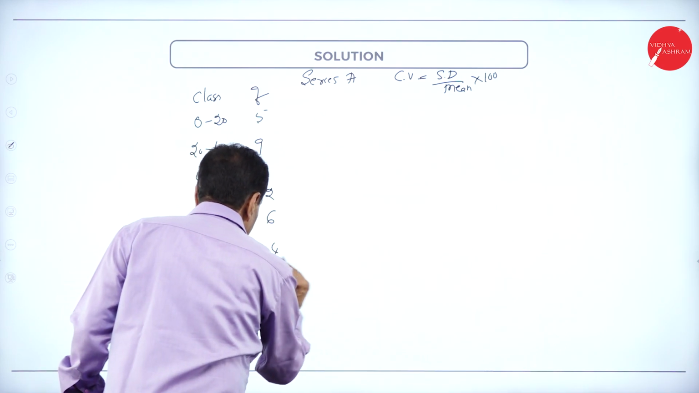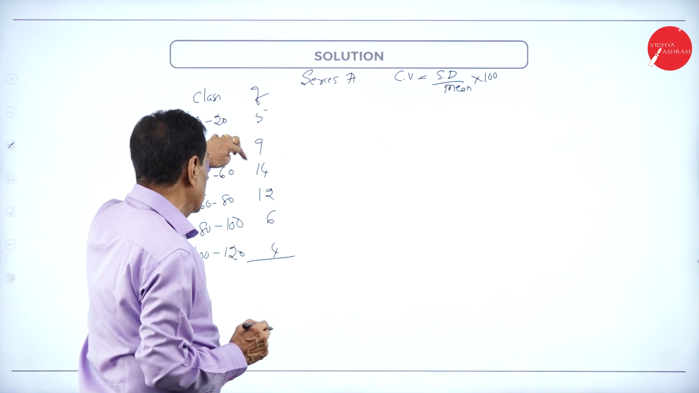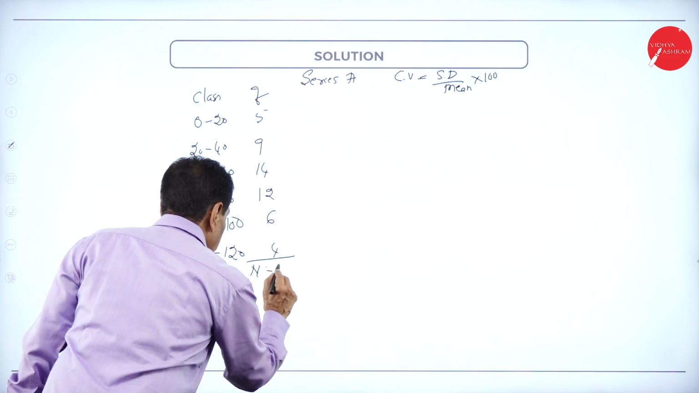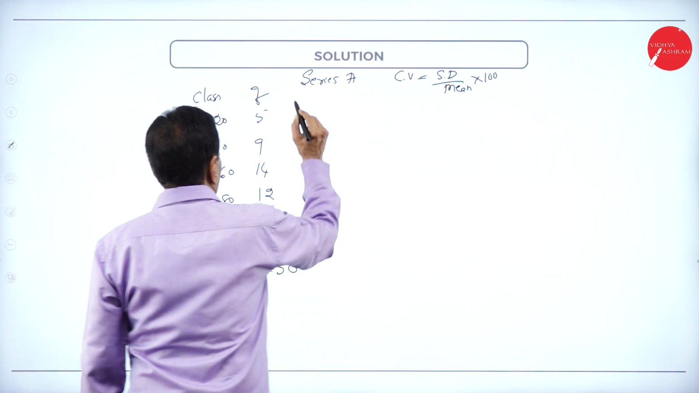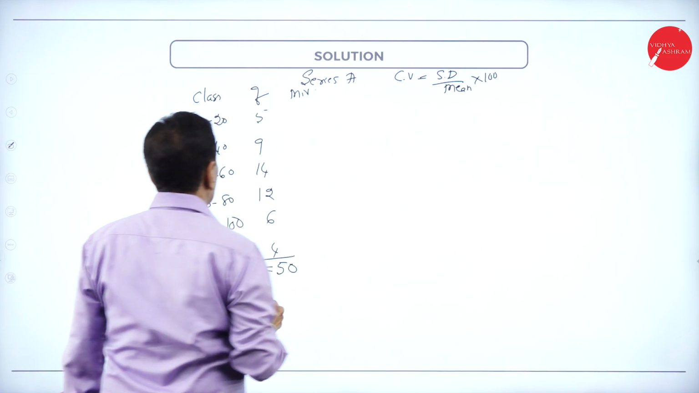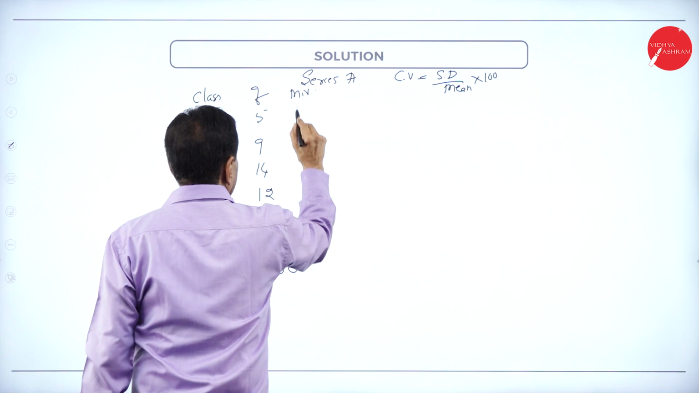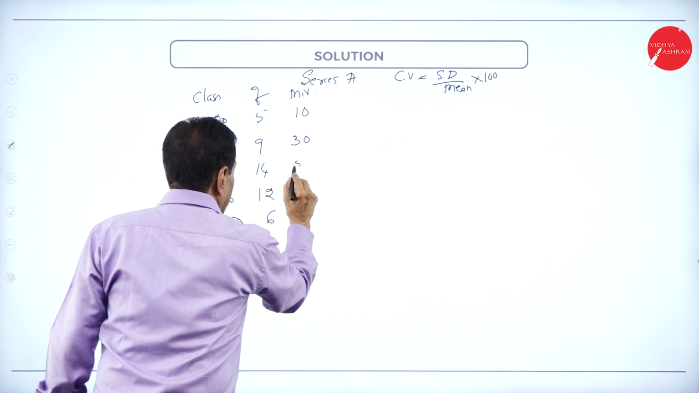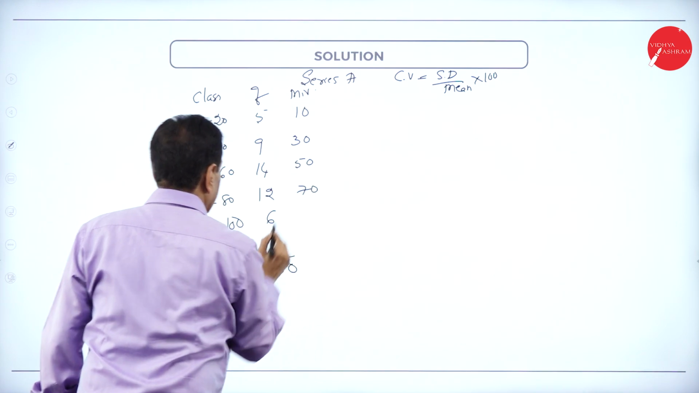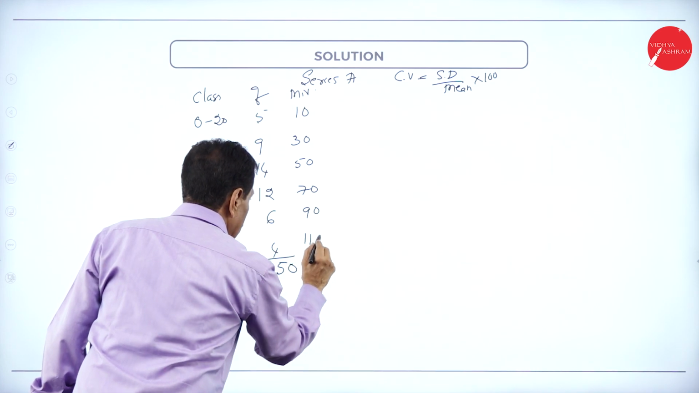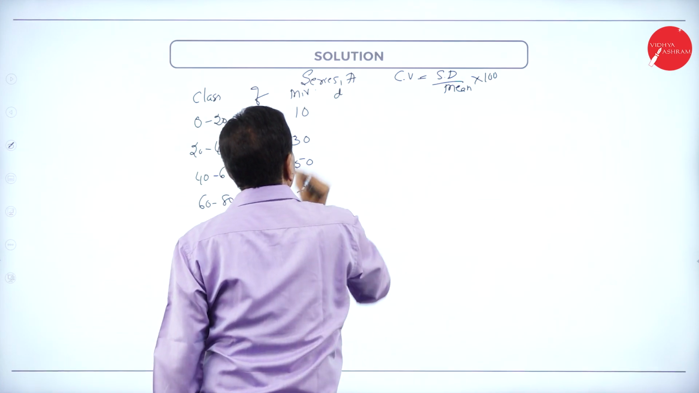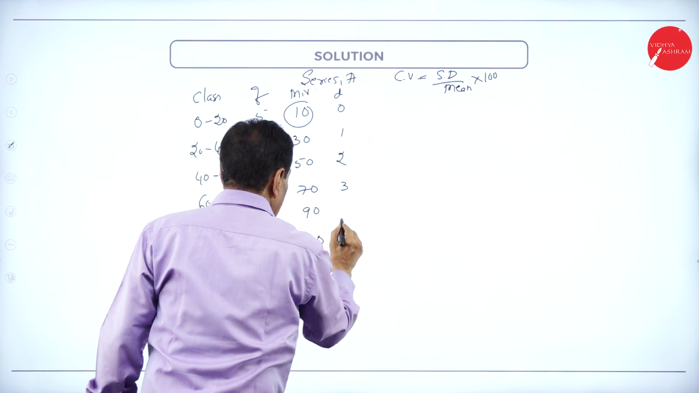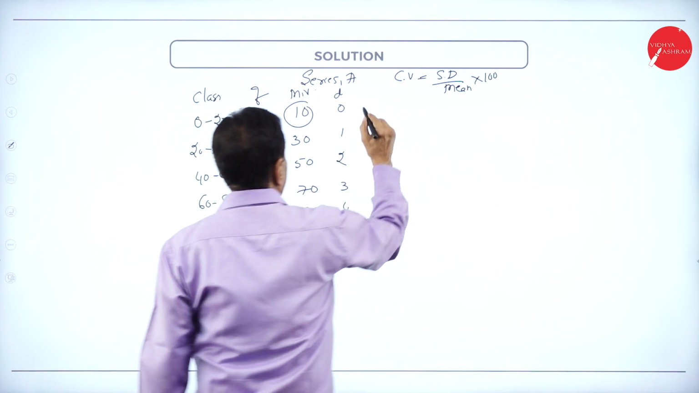So we'll add the figure. 5 plus 9, 14, 28, 30: 5, 9, 14, 28, 30, 36, 40, 50. N is equal to 50. So mid value: 0 to 20 divided by 2 is 10. 20 to 40, 60 divided by 2 is 30. 50, 70, 90, 110. Then d dash: 0, 1, 2, 3, 4, 5. Then fd dash.